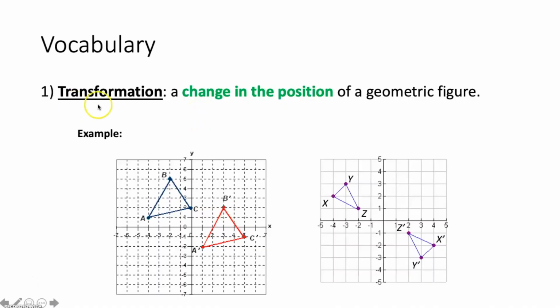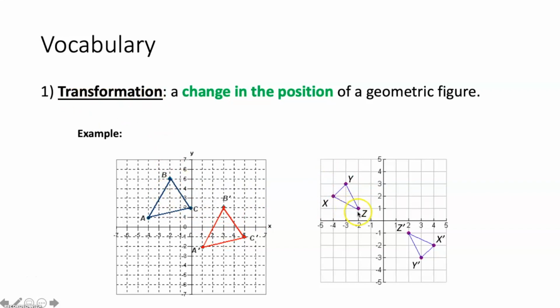First thing we're talking about is a transformation. That's a change in the position of a geometric figure. So down here we have triangle ABC and triangle A prime, B prime, C prime. The little apostrophe after each of the letters, we refer to that as a prime. Now, what does that mean? Well, it means that this triangle, ABC, was our starting triangle. And this A prime, B prime, C prime is how the triangle ended up after our original triangle underwent some type of transformation. In this case, it was slid.